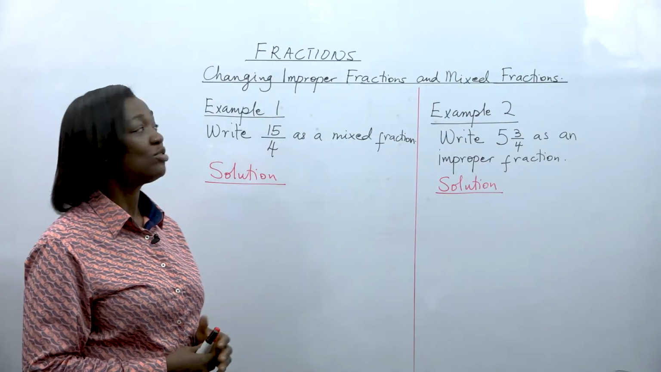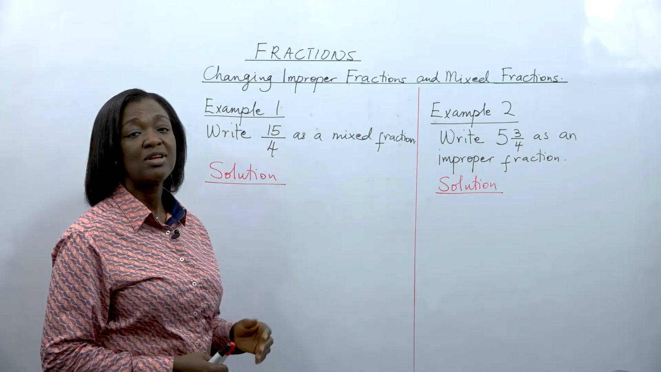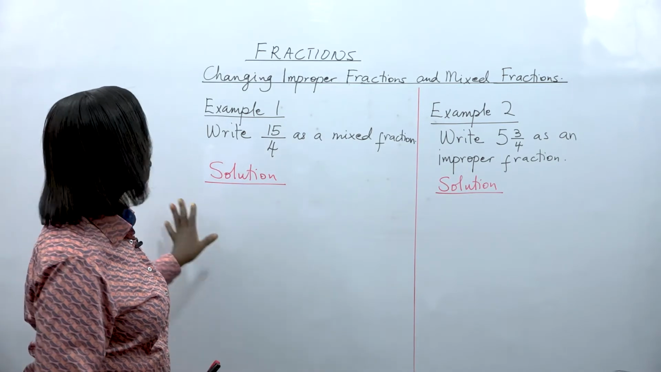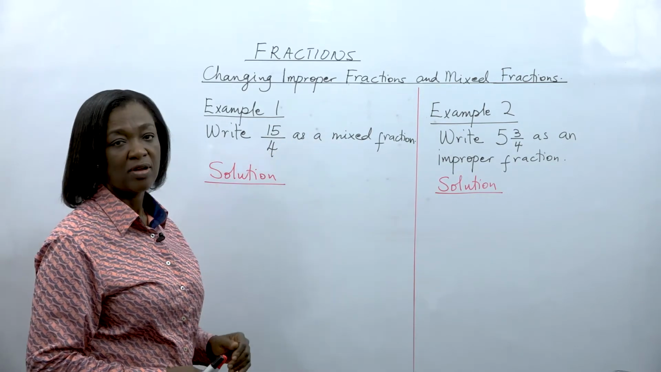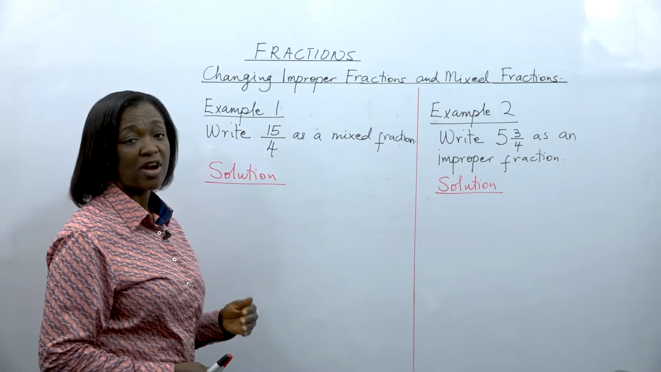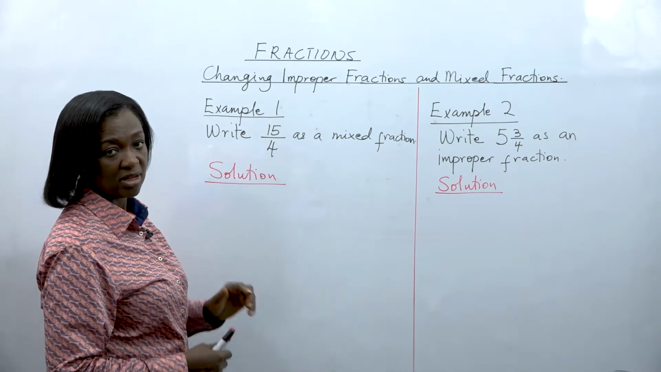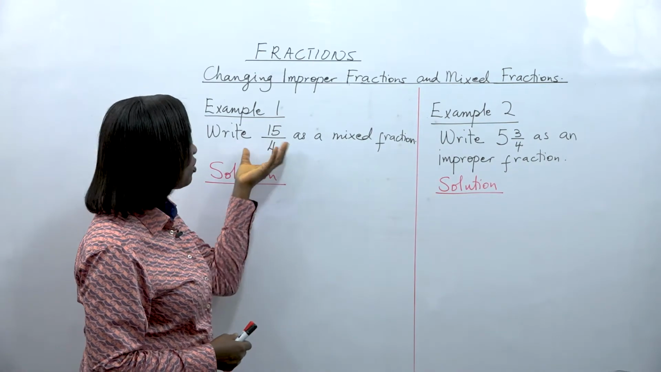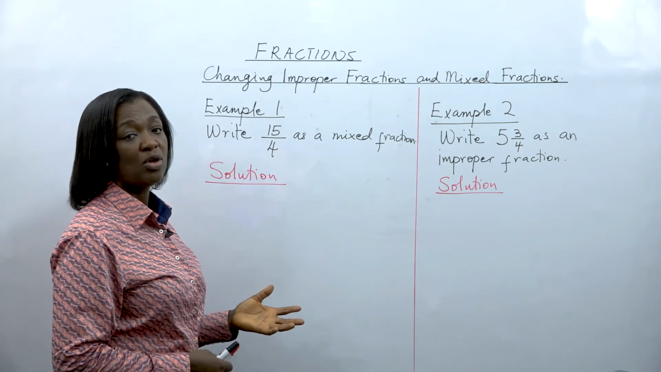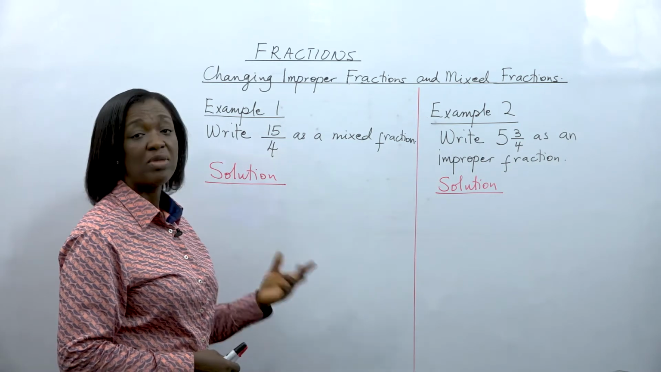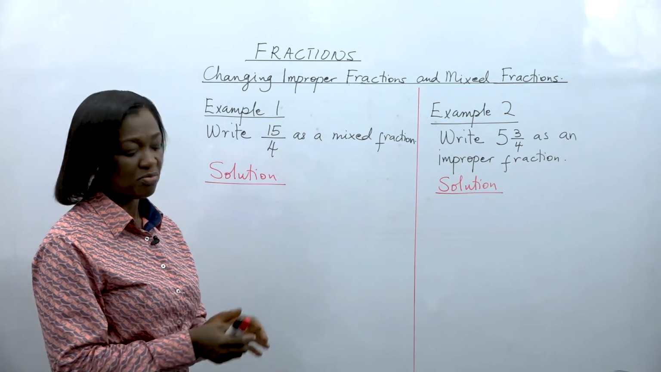Here we want to look at how to change improper fractions to mixed fractions and mixed fractions to improper fractions. Example 1. Write 15/4 as a mixed fraction. 15/4 is an improper fraction. We can see that the numerator is greater than the denominator. So we want to change this improper fraction to a mixed fraction or a mixed number. In some books, you'll find it as mixed fraction or mixed number. It only means it has a whole number part and a fraction part.